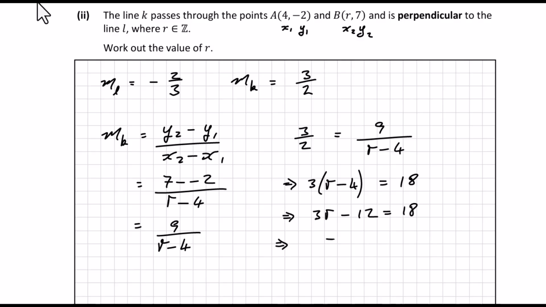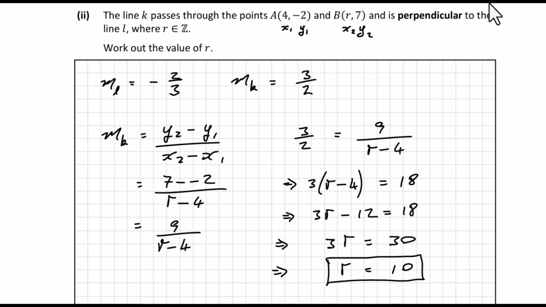Add 12 to both sides. 3a is equal to 30. The 3 is stuck to the a, so it's multiplied. The opposite of multiplying is dividing, so divide by 3. So a is equal to 10. This is our answer here. That's all we had to do, work out the value of a.